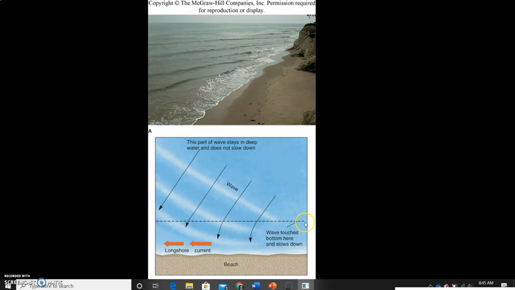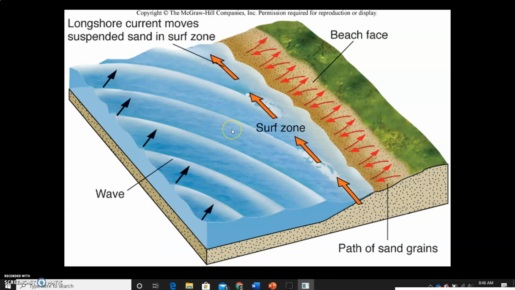And here it's just showing you where the wave touches the bottom and slows, and then it's refracted or bent, and then it hits the beach, and your longshore current is then parallel to the beach. So that's where you get a lot of erosion.